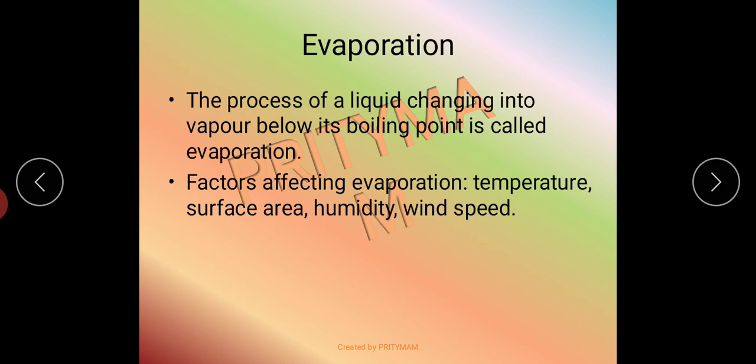So we can define evaporation as the process of liquid changing into vapor below its boiling point. It is called evaporation. Evaporation of a liquid can take place even at room temperature. Although it is faster at higher temperatures, at room temperature also evaporation can take place. Whatever be the temperature at which evaporation takes place, the latent heat of vaporization must be supplied whenever a liquid changes into vapor or a gas.